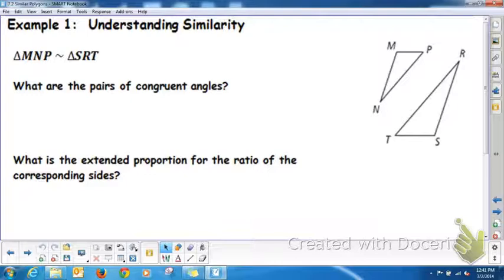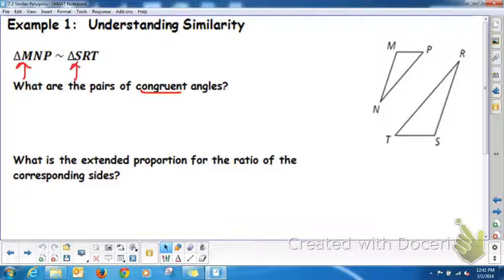So let's understand similarity. If triangle MNP is similar to triangle SRT, what are the pairs of corresponding congruent angles? So this is just like when we did congruent shapes. The pairs of corresponding angles are all congruent. And you don't really even have to look at the picture. Remember when we did congruent shapes? We really just looked at the letters.